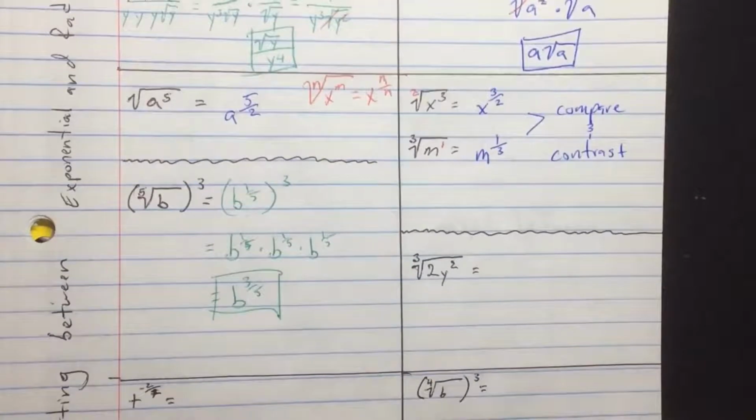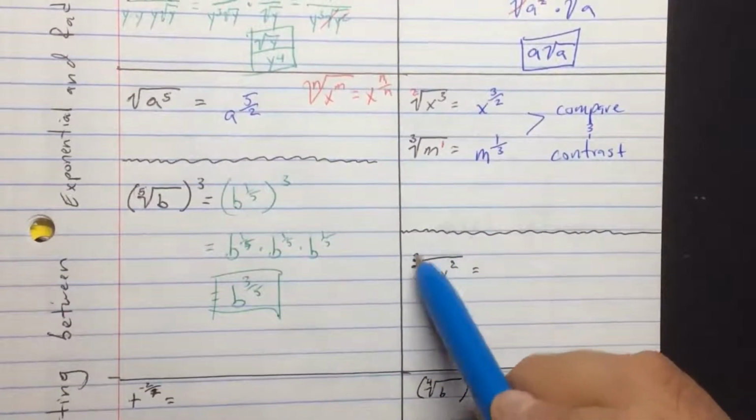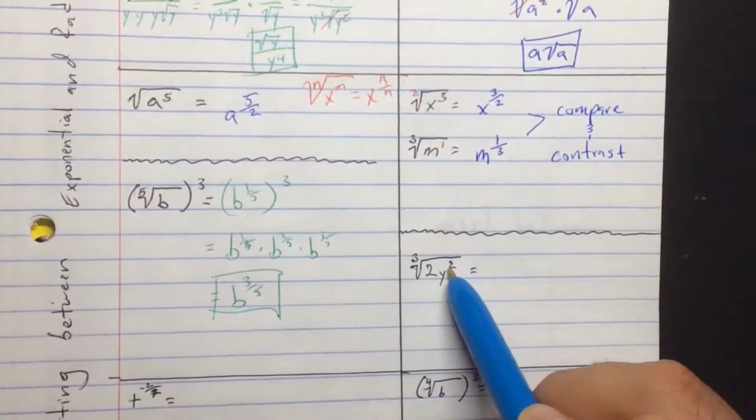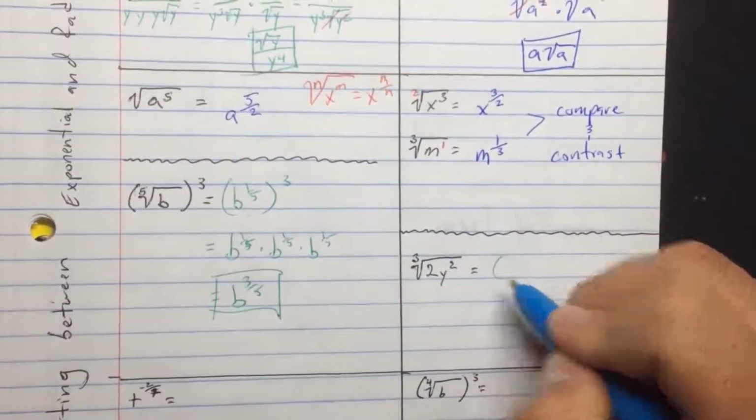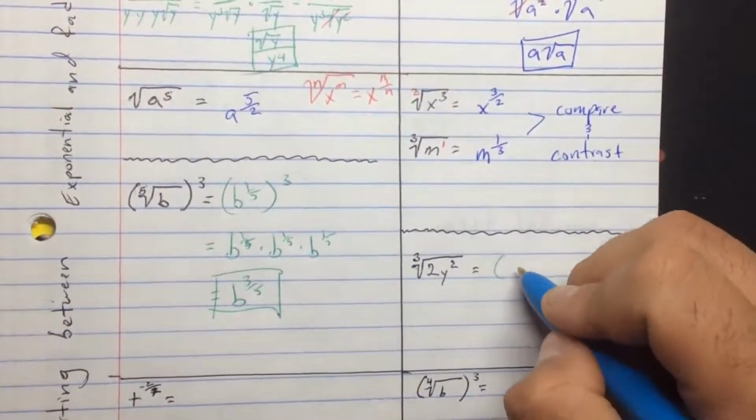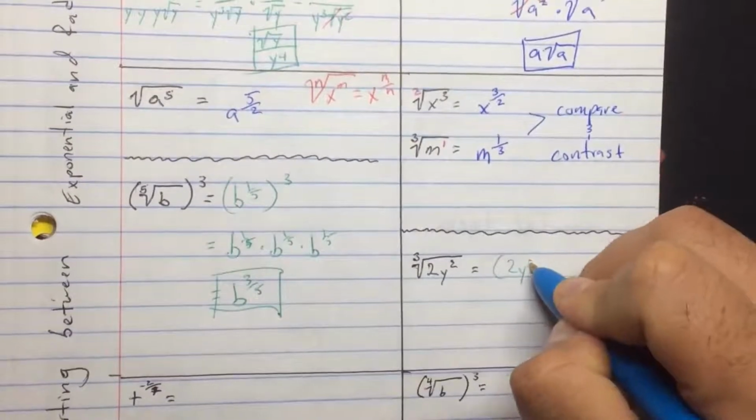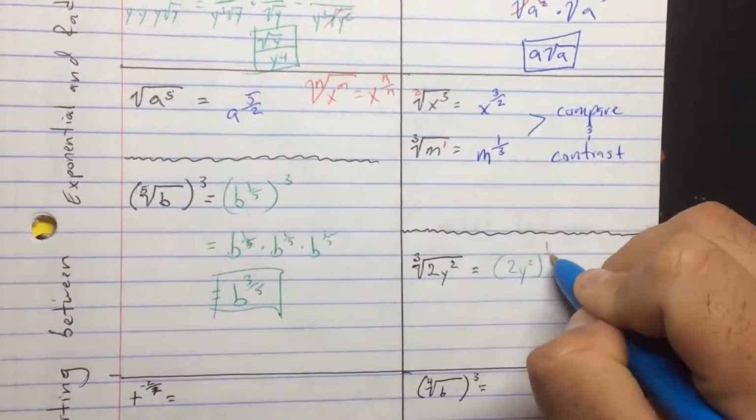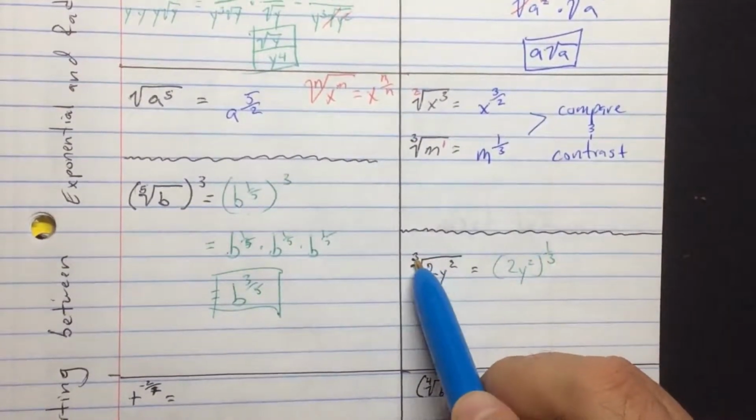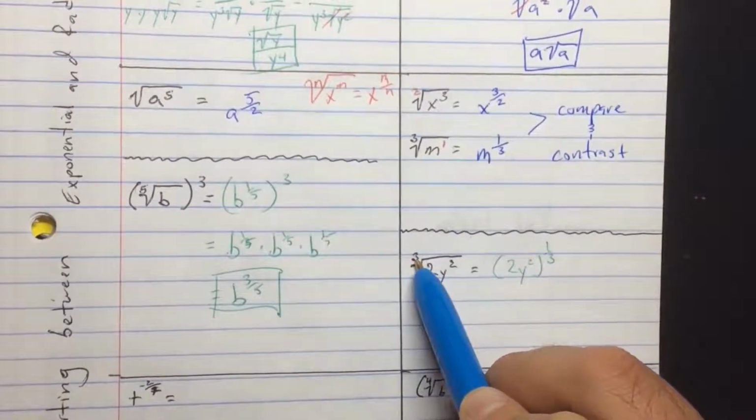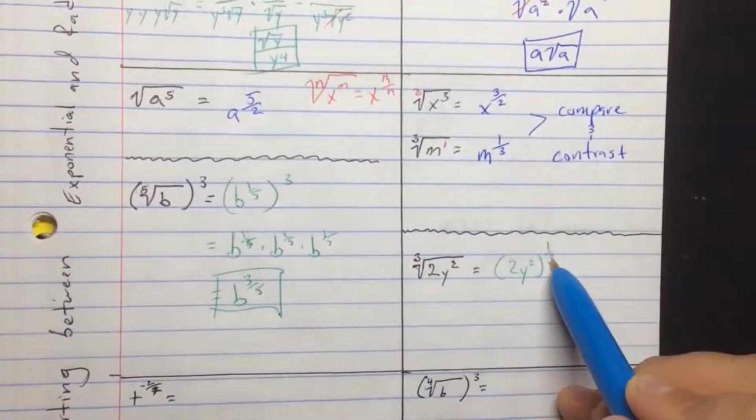All right, and the last part of this foldable, we're doing green as well. We have the cube root of 2y squared. In this one, we're going to rewrite this as 2y squared, and then we're going to have it to the 1/3 power, because that's our index, our nth root, the 1 over n.